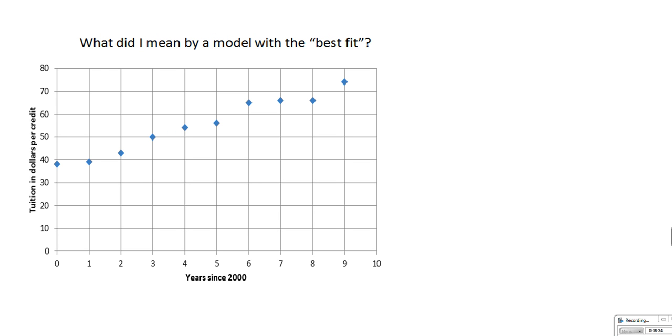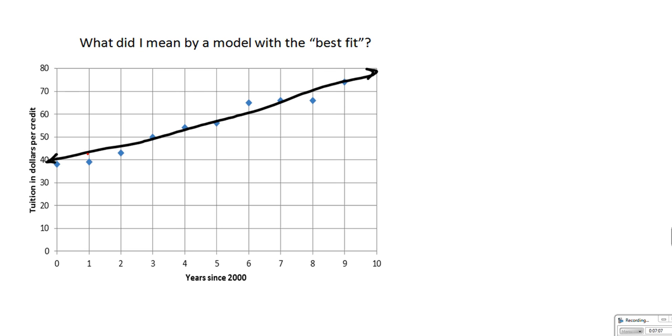Okay, so what did I mean by a model with the best fit? Why was that one that I got off of Excel better than the one I got by hand? What it does is very quickly goes through and finds a line that minimizes what we call the squared residuals. It minimizes, if I draw a line in here, again, the line doesn't hit every point. Some of these points are underneath the line, some of these points are above the line.